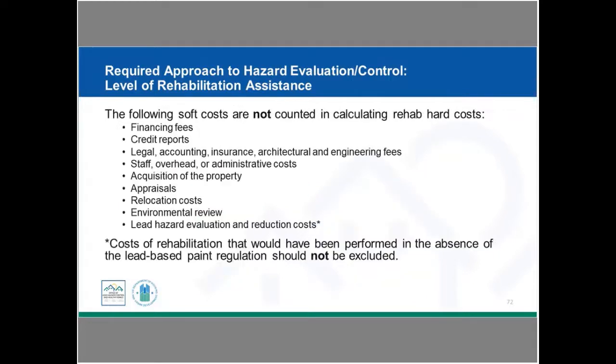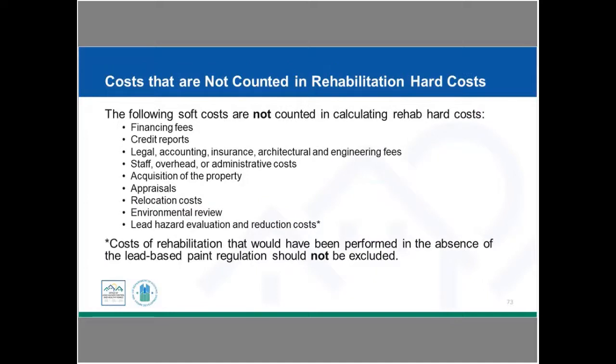So what do you mean by soft costs? These are some examples of soft costs that are not counted in the rehab hard costs. They're typical soft costs that you would think of: credit reports, legal, accounting, engineering fees, appraisals, any kind of relocation costs, costs for environmental review, and then lead hazard evaluation and reduction costs. We do want to let you know that costs of rehab that would have been performed if there was no lead should not be excluded.